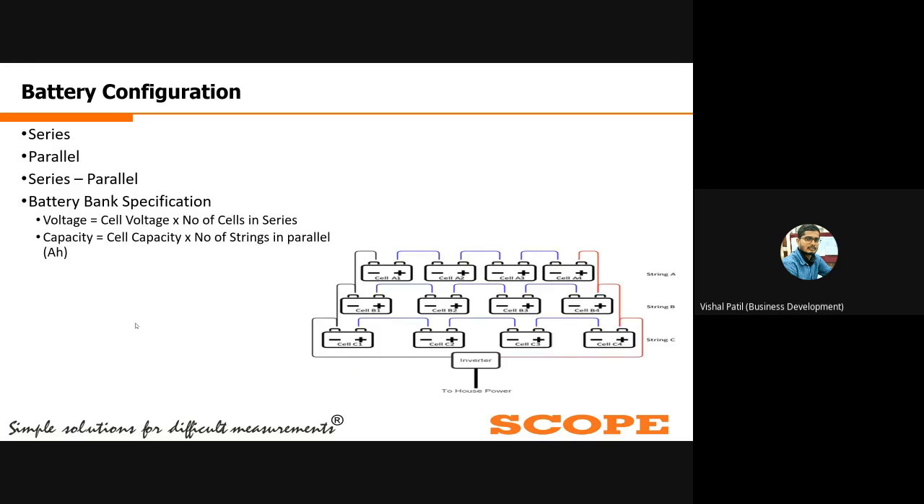So battery bank specifications are given in two major parameters. The first one is the battery bank voltage and the second parameter is the battery bank capacity in ampere hour. The battery bank voltage is calculated as the cell voltage times the number of cells in series, and the battery bank capacity is calculated as the cell capacity times the number of strings in parallel. So in this way you can calculate the battery bank voltage and its capacity.